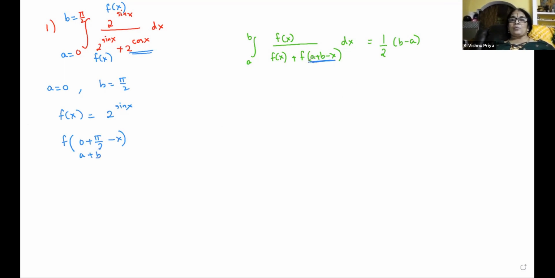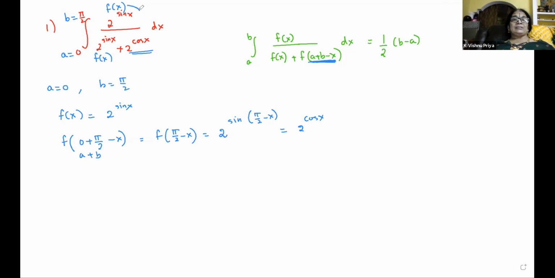Because you see in the formula, here we have f of a plus b minus x. So that I have to see. F of pi by 2 minus x. That means in the function 2 power sin x, I will write pi by 2 minus x. And we know sine of pi by 2 minus x is cos x. So, see the question once.